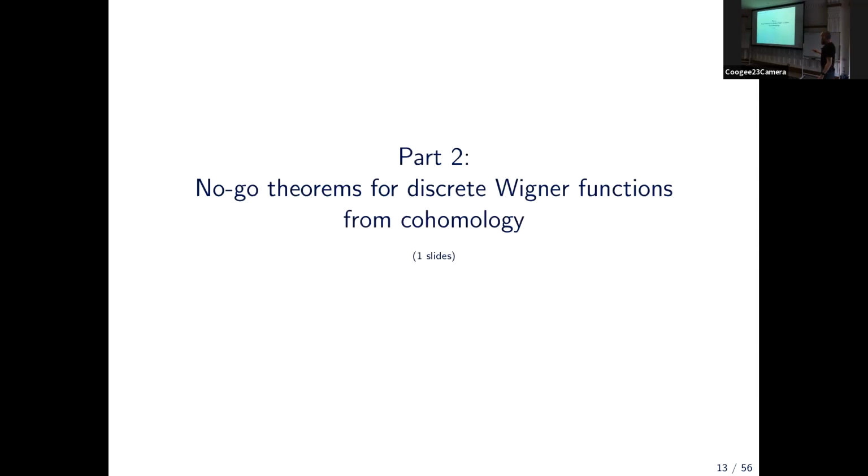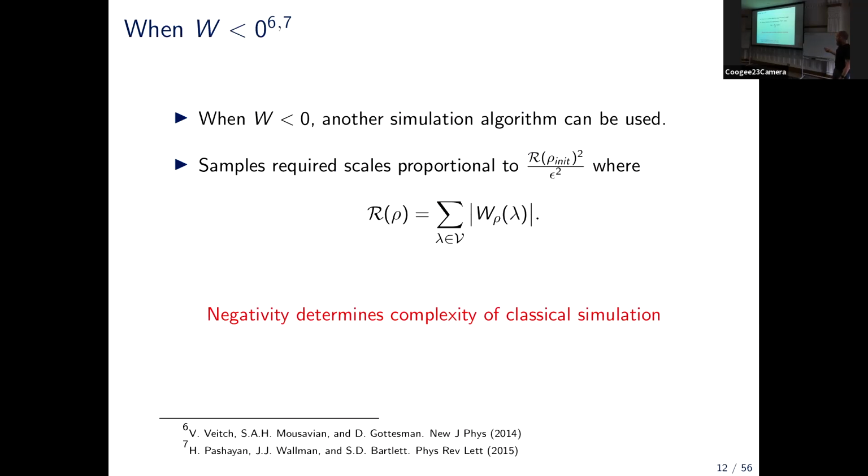So this is all great. I mean, it's a great result. It tells you which states might be useful and which states certainly are not useful. But it only applies, like I said, in a limited case when the local qudit dimension is odd. It doesn't work for even dimensional qudits.